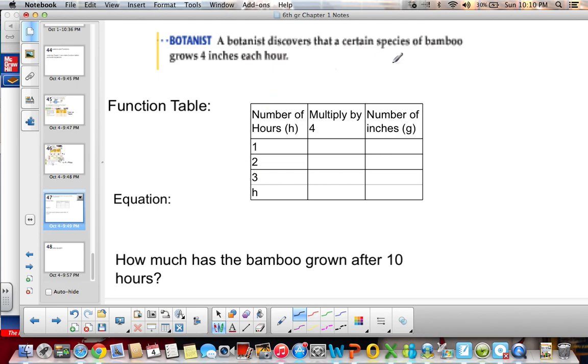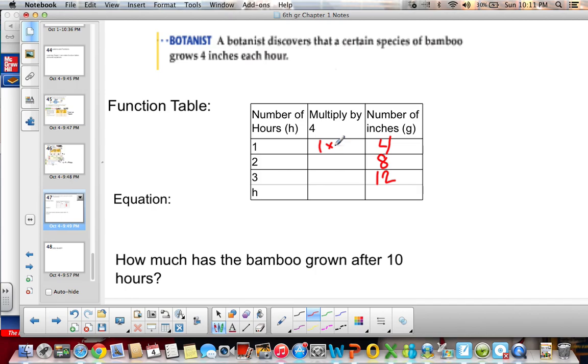Okay, so if a certain species of bamboo grows 4 inches each hour, we know that after 1 hour, it will have grown 4 inches. We know after 2 hours, it will have grown 8 inches. And after 3 hours, it will have grown 12, because basically we're adding 4 inches each time. So to get from 1 to 4, and 2 to 8, and 3 to 12, we know that we need to multiply by 4, which I already wrote in there for you.